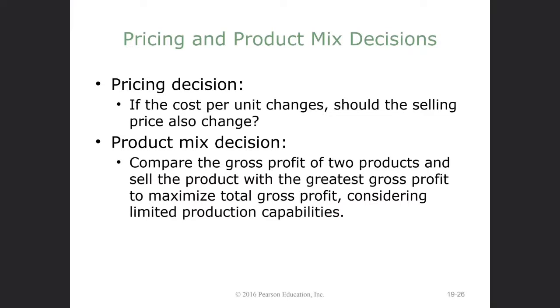Product mix decision. Comparing the gross profit of two products and selling the product with the greatest gross profit to maximize total gross profit, considering limited production capabilities. So you're comparing the gross profit of two products and selling the product with the greatest gross profit so that you can maximize your total gross profit.